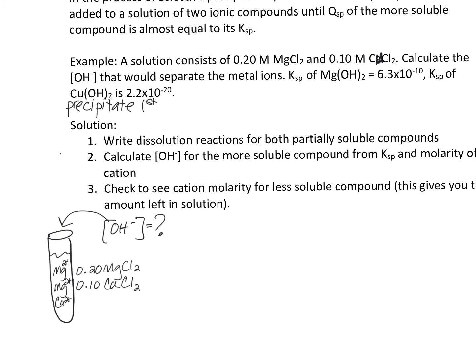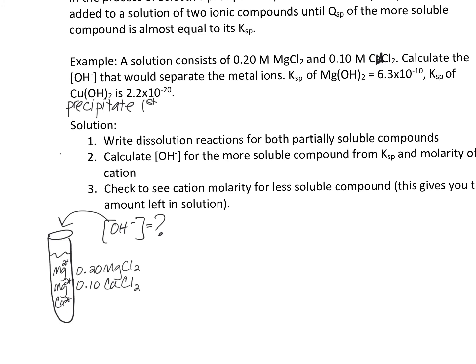Okay, so that's really important to know when you look at a problem like this. What's the solution? First, we're going to write the dissolution reactions for both partially soluble compounds. Again, the partially soluble compounds are the ones that are going to form. So that's the magnesium hydroxide and the copper hydroxide. It's not these solutions. These ones are not the partially soluble ones. The partially soluble ones are the ones with the Ksp values given.